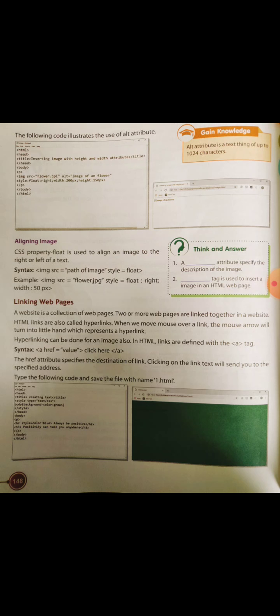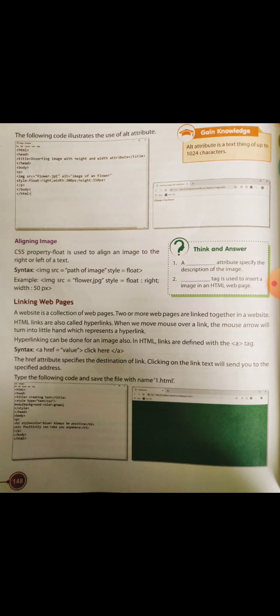So in HTML, these links are defined with which tag? Anchor tag. Syntax: href is equal to the value. Click here, anchor tag closed. So the href attribute specifies the destination of link. Clicking on the link text will send you to the specified address. So this href attribute, as we have studied earlier, is used to mention or to define the destination of link. When we click on this link, we will be taken to the particular mentioned address. So let's see the code once.